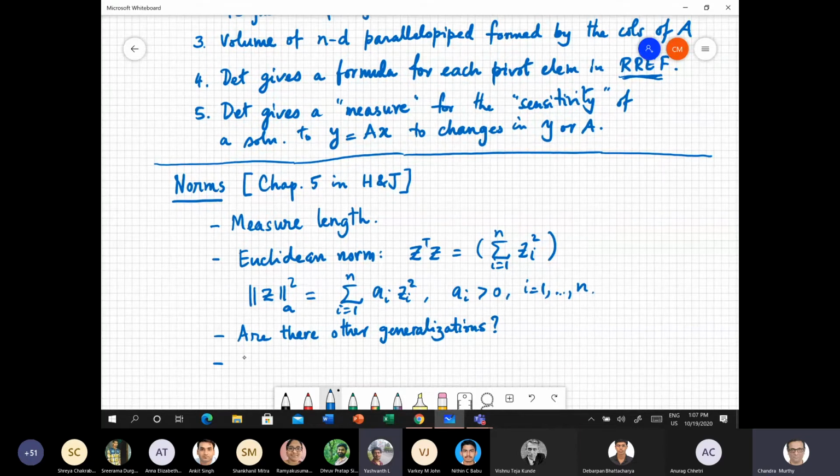So what is a? The ai's are numbers, and a is a vector with a1 to an. It is an n-dimensional vector.